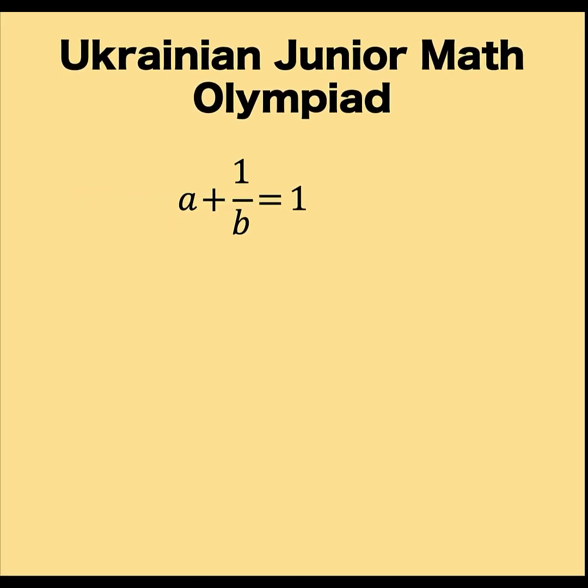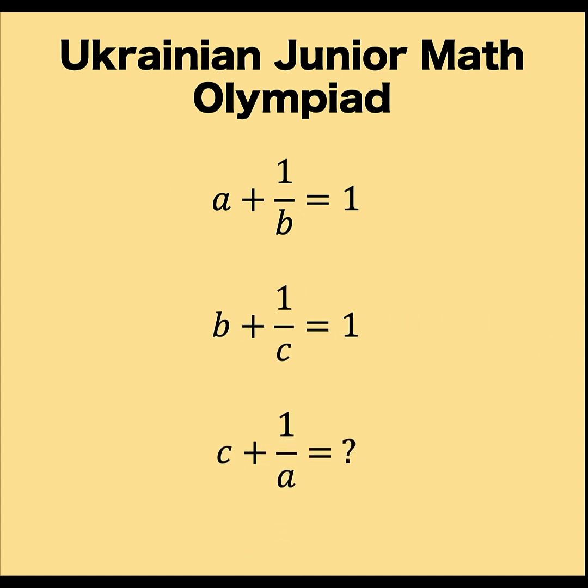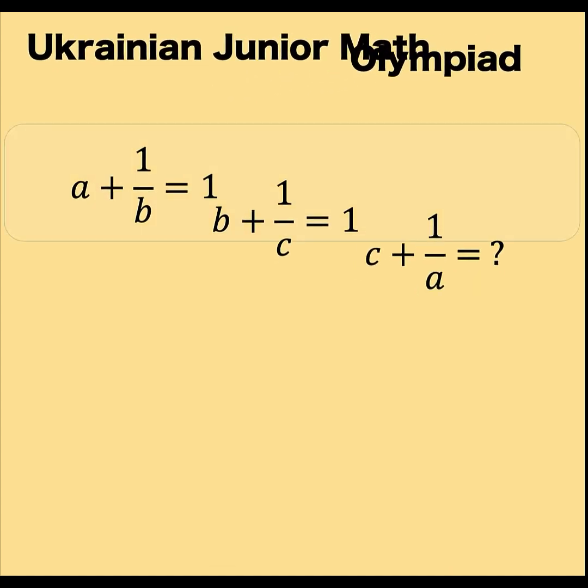Hi everyone, here is our math problem for today. This is an item from the Ukrainian Junior Math Olympiad. Let's say we are given this simple algebra problem. A plus 1 over A equals 1 and B plus 1 over C equals 1. And we would like to find what is the value of the expression C plus 1 over A. Now let's solve this problem together.